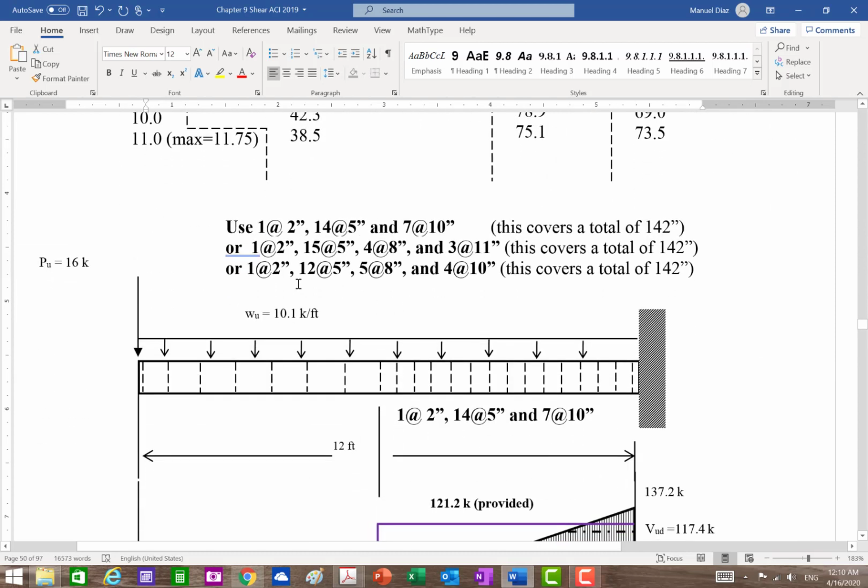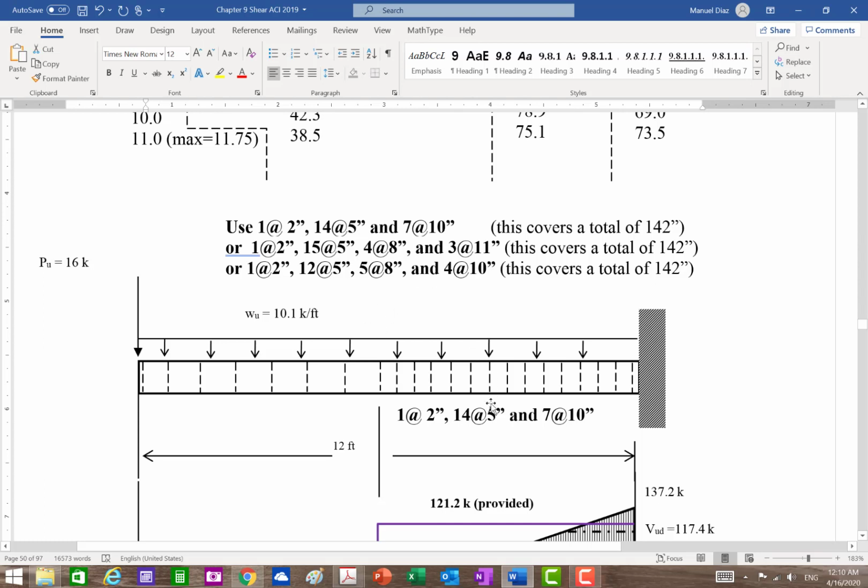So we do that. Then here it shows you the different types of combinations. There is not just one solution. But notice the jumps, okay? 5, 8, 8, 11. Okay? 5, 8, 8, 10. I don't like that one much, but that's okay.